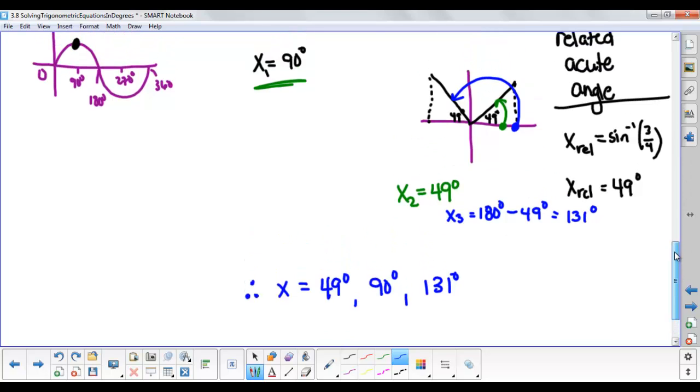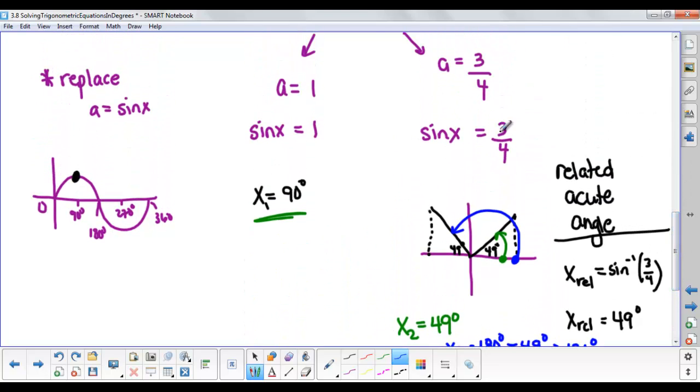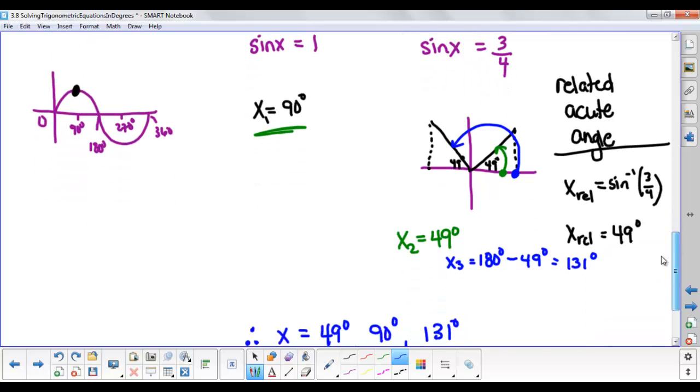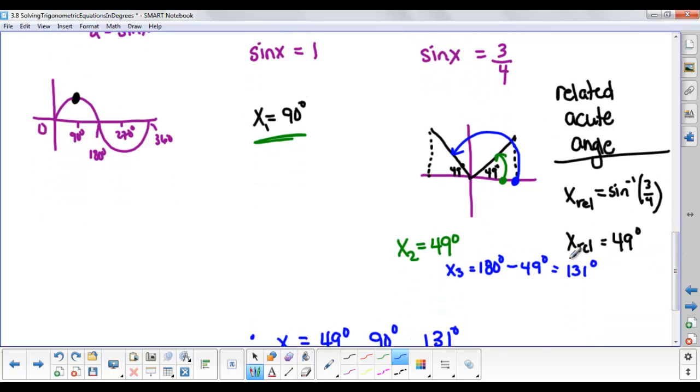Again, just take note that whenever you don't have special triangles, you have to do the inverse to find that related acute angle. So it might be a good idea to put a little star or something beside that so it'll help you remember.